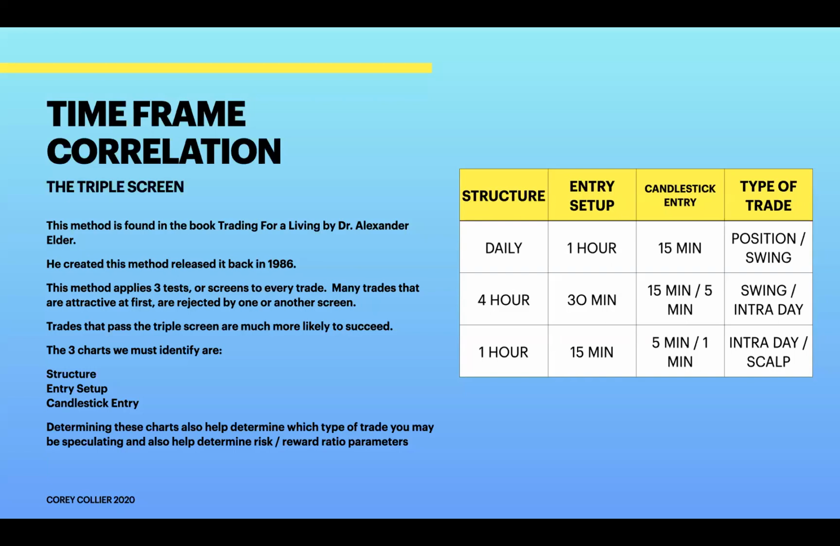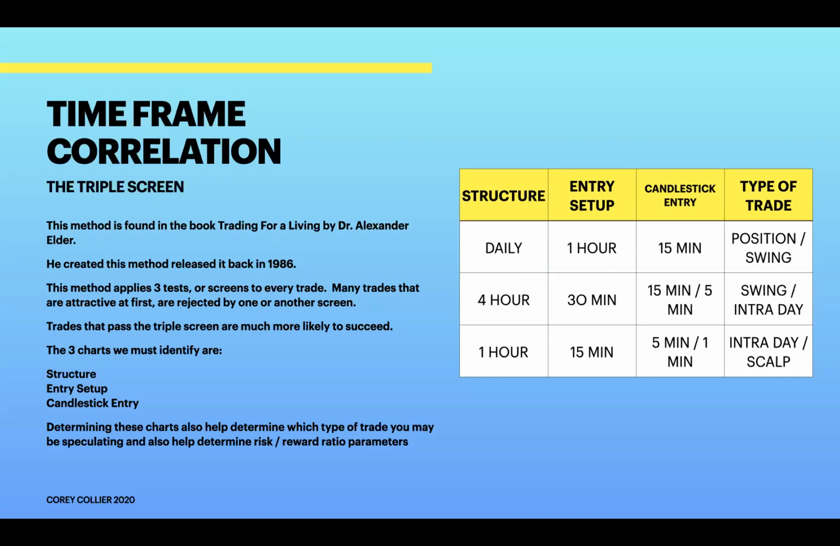But listen, this method applies three tests or screens to every trade, right? Many trades are attractive at first, but they're rejected by one screen or another. Trades that pass the triple screen are much more likely to succeed, right? And so the 3 charts that we must identify are your structure chart, then your entry setup chart, and then finally a candlestick entry chart, okay?